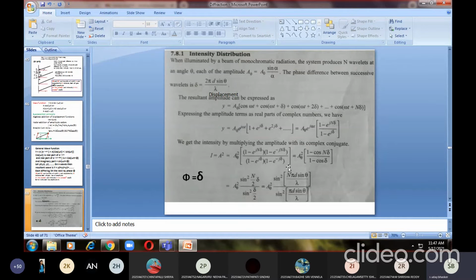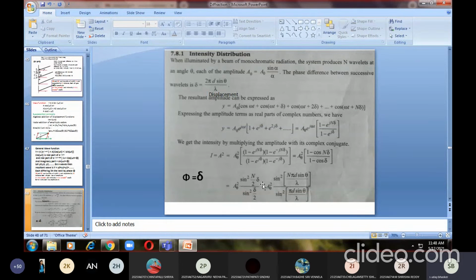Again, from the trigonometric expression, this 1 minus cosine delta can be written as sine square n delta by 2 over sine square delta by 2. What is n delta? n delta is the total path difference between the first and the last. You got that from this expression.